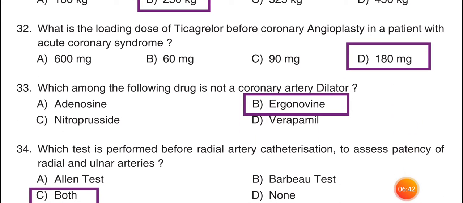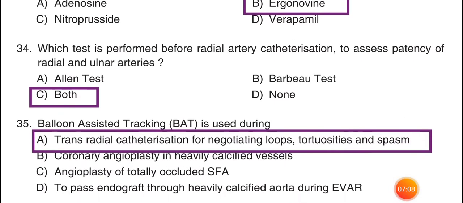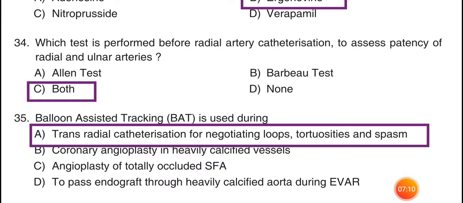32. What is the loading dose of ticagrelor before coronary angioplasty in the patient with acute coronary syndrome? Option D, 180 mg. 33. Which of the following drugs is not a coronary artery dilator? Option B, ergonovine.